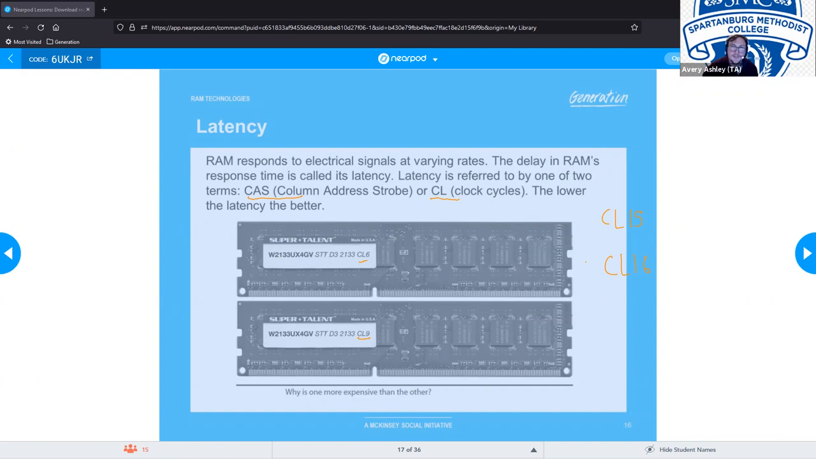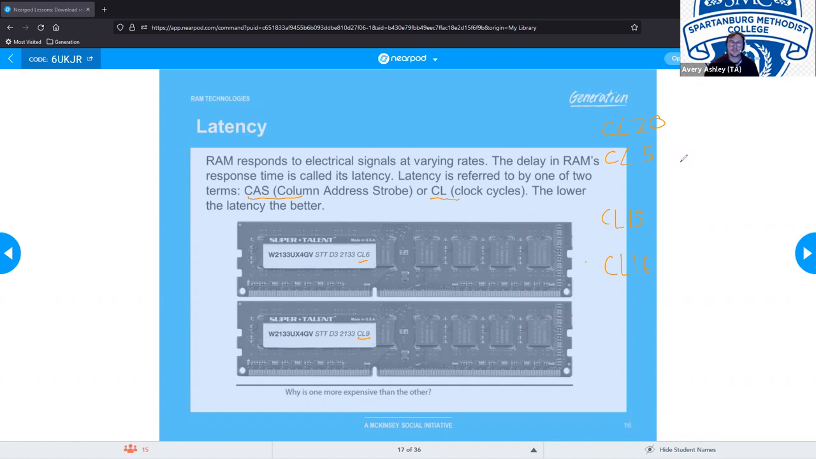Evan, would you rather have RAM that is CL20 or CL5? Five. Why? Because the lower the latency, the better your signal is. The faster it's going to work. Yeah, that's lower latency. Faster it'll work. So that's pretty much all there is to know about latency.